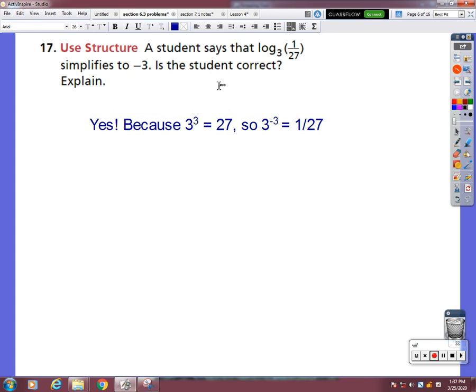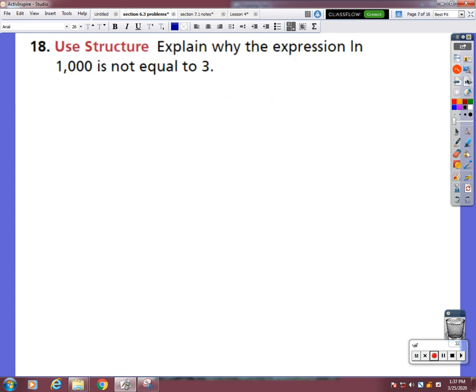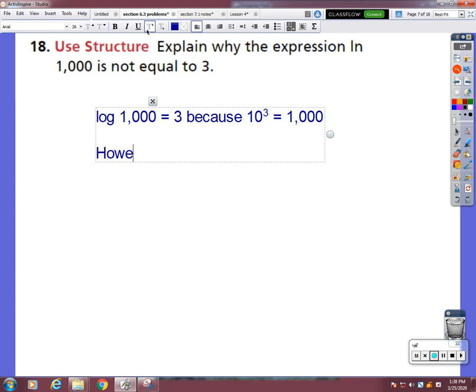Okay, so yeah, in that case, that is the correct answer. Alright. Why is the expression natural log of 1,000 not equal to 3? Well, log of 1,000 equals 3 for the simple reason that 10 to the third equals 1,000. However, natural log of 1,000 does not.